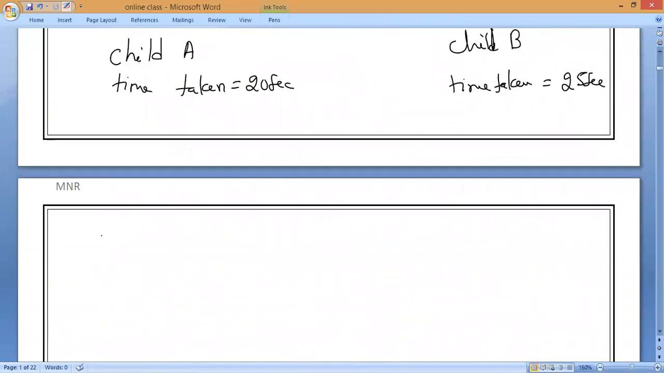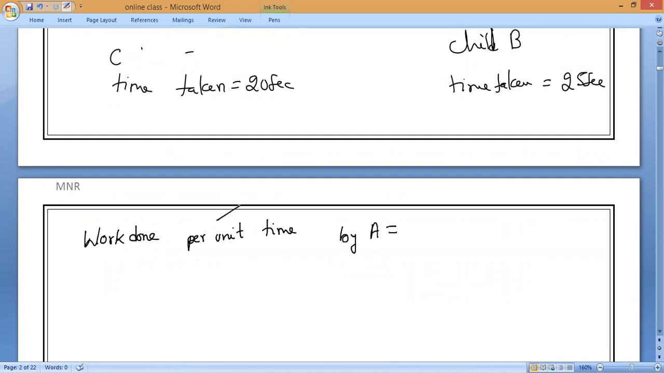Who is powerful? So work done per unit time by A. What is the formula? Work done per unit time means power. That is what you have to remember. So what is the power formula? W by time taken. Yes, so power is W by time taken. That is what you have to remember.